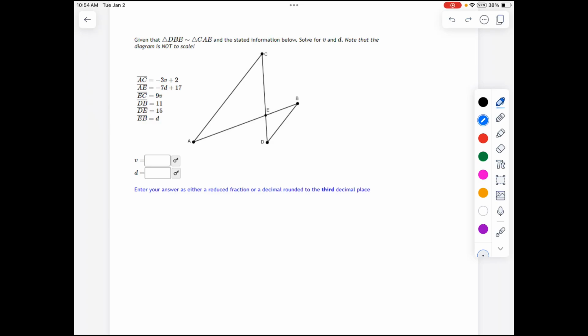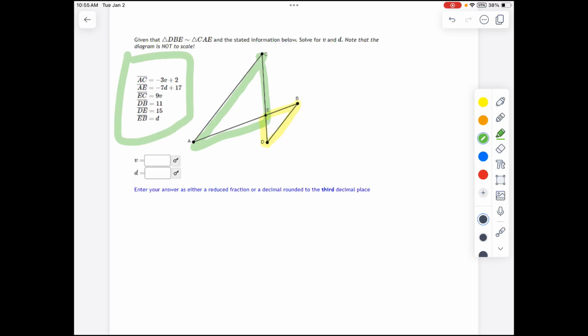Hello and welcome. Given that we have two similar triangles here, which are DBE and CAE, DBE, which is triangle number 1, is similar to CAE, triangle number 2, and the given information right here, solve for both v and d. Note that the diagram is not to scale.